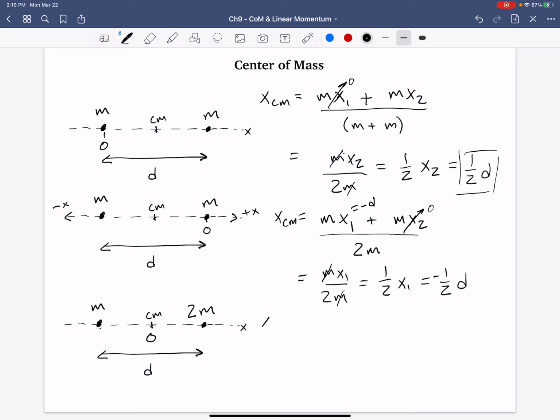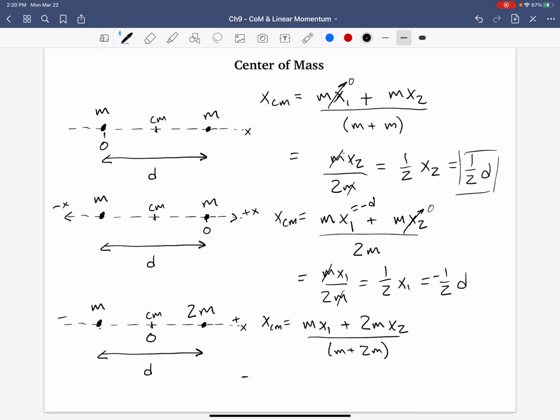So now, doing the same exact process, we have the mass of particle 1, in this case m, the location of particle 1, which I'll call x1, and we're adding to that the mass of particle 2, which is 2m, and the position of particle 2, which we'll call x2, divided by the total mass, which is m plus 2m now. Okay? And so here, let's put in a direction. So let's call right positive and left is negative.